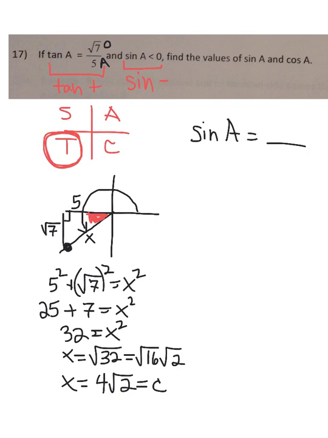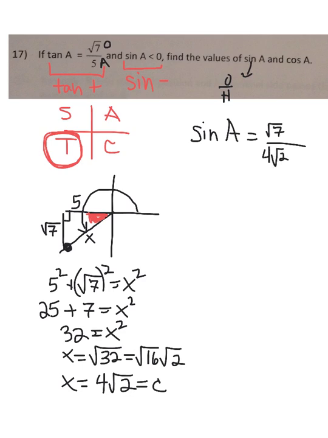Okay, so I know that sine is the opposite over the hypotenuse. So I'm going to go over to my triangle. I'm going to find that reference angle. The opposite is radical 7. The hypotenuse is 4 radical 2. Okay, so again, the opposite is radical 7, and the hypotenuse is 4 radical 2.